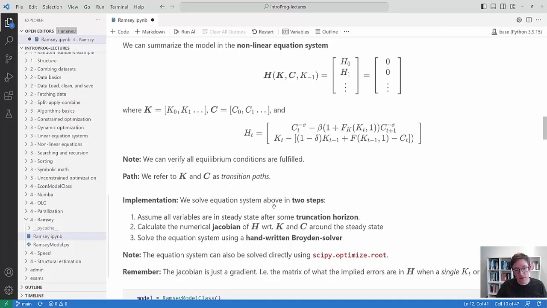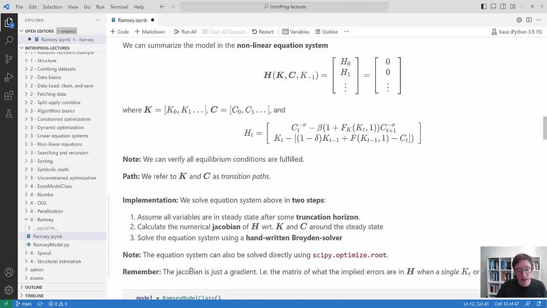Then, once we have assumed that, we will be calculating a Jacobian of this big equation system with respect to both k and c around the steady state. And then we will simply solve the equation system using a Broyden solver that I have written. We could also just put this into SciPy optimize root. Remember that finding this Jacobian would be very time consuming to do by hand, but it's rather easy to do numerically.